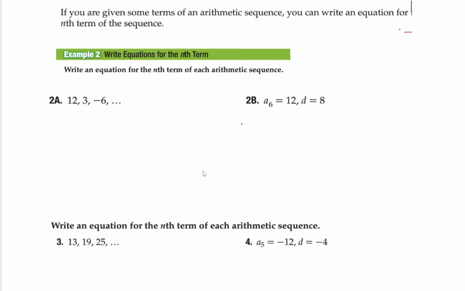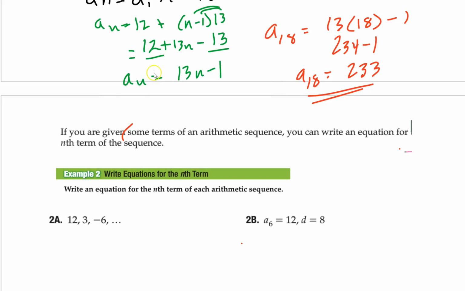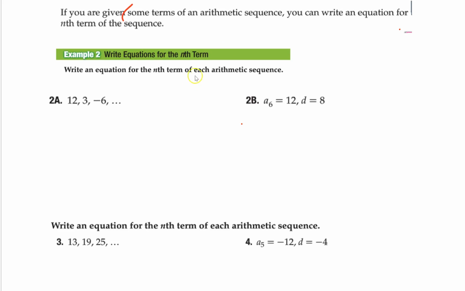Now all they want us to do is write the equation for the nth term. The equation for the nth term is something we've been finding already. It's this thing. That's the equation for the nth term, because if you want to find any term you want, just plug it in. If you want the 20th term, plug in 20. If you want the 10th term, plug in 10. So super powerful. That formula is just the thing we've been using so far.